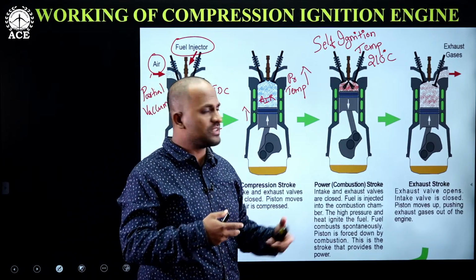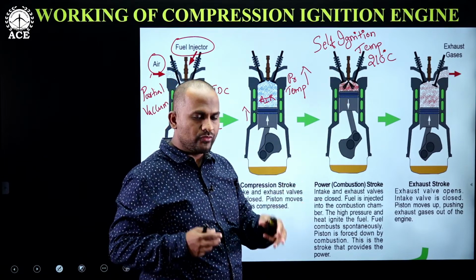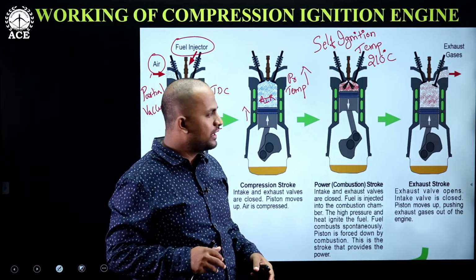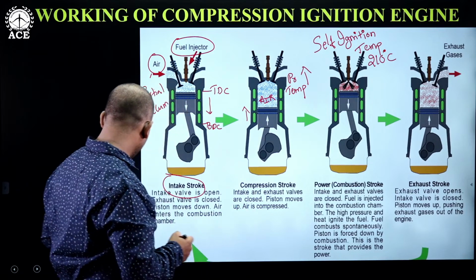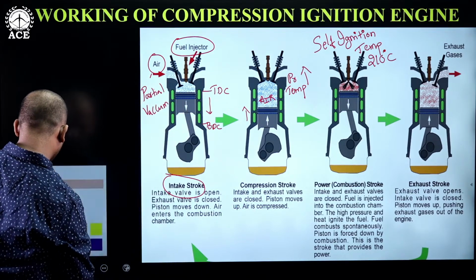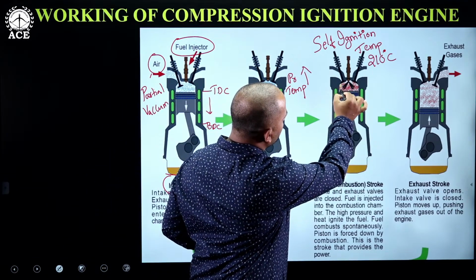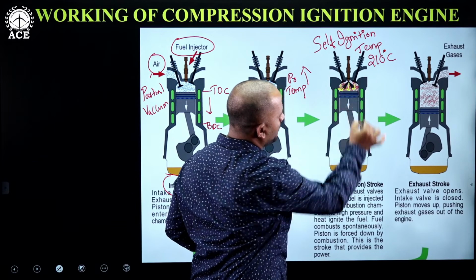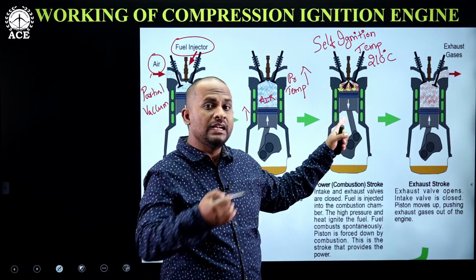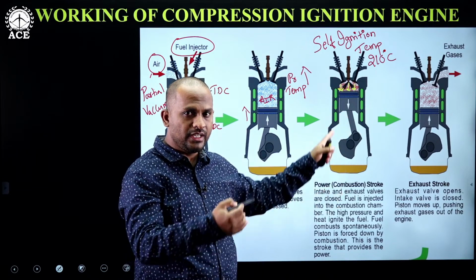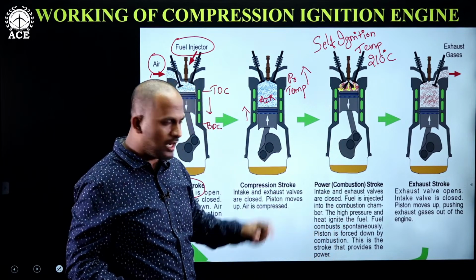That means auto ignition happens at various spots in the combustion chamber, and because of that, heat energy is generated, and the heat energy is used to move the piston downwards. That will act as a driving force for the piston. And now the piston will be moving from TDC to BDC. That completes the power stroke or combustion stroke.